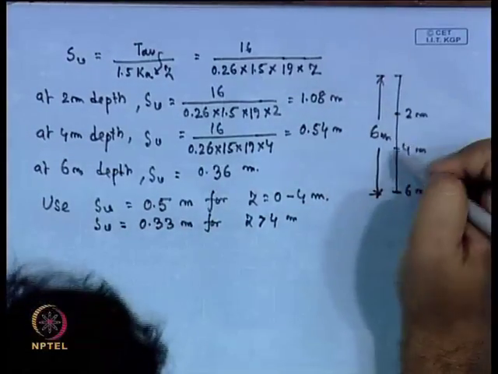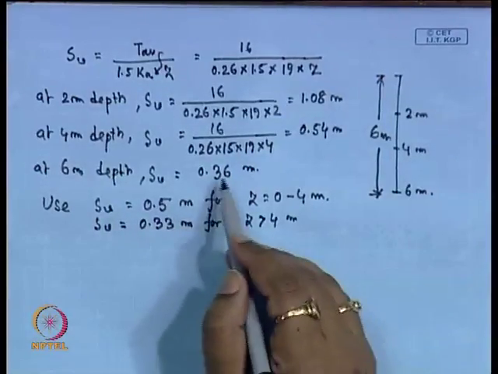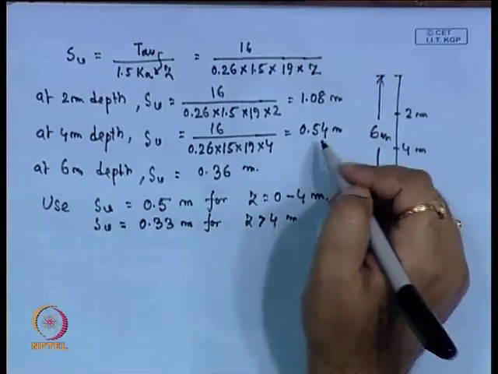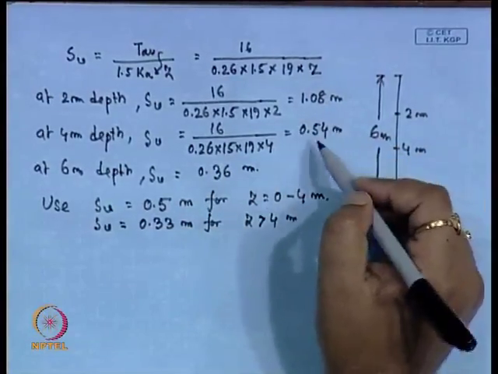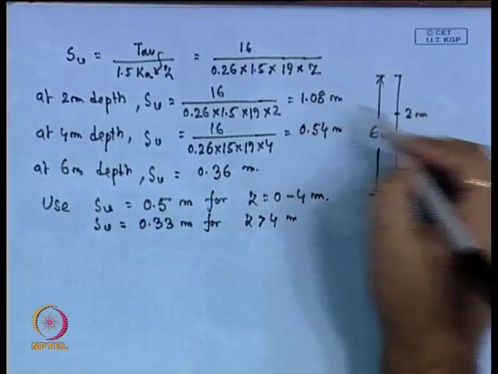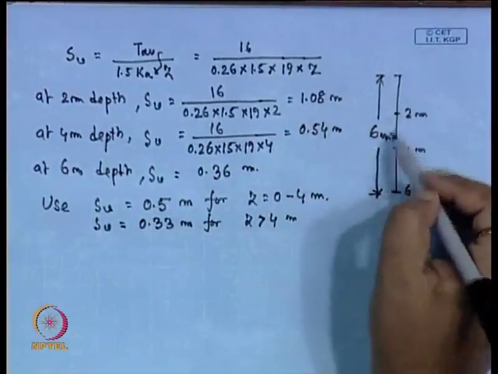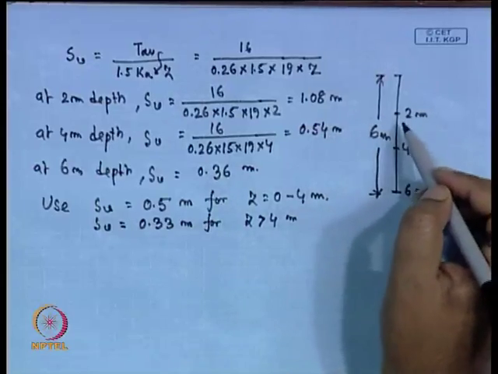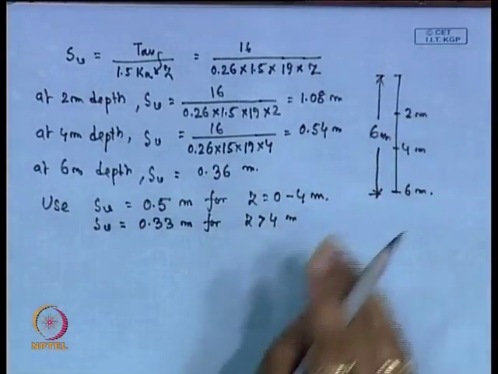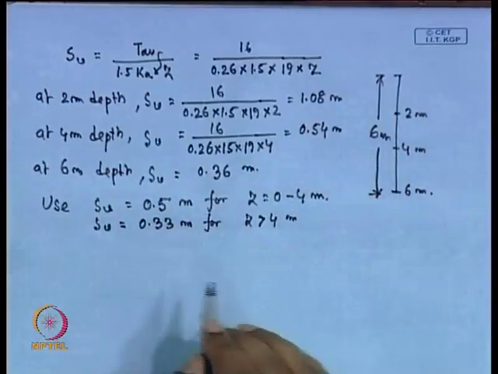So, we have to choose this spacing such that, because here the required spacing is 0.36, we can provide less, we cannot provide more. So, that is 0.36, we are taking 0.33. Now, at 4 meter depth, required spacing is 0.54, we are taking 0.5. Now, you can ask another question, that at 2 meter we can provide 1. So, that is also possible: up to 2 is 1 meter, then 2 to 4 is 0.5, then 4 to 6 is 0.33. So, there will be so many variations. To minimize the variation, I have taken only two types of spacing.